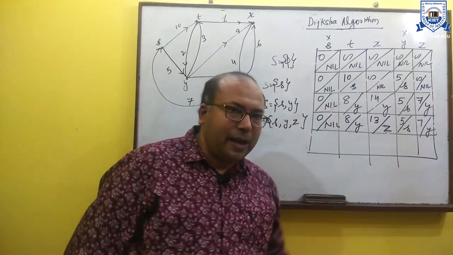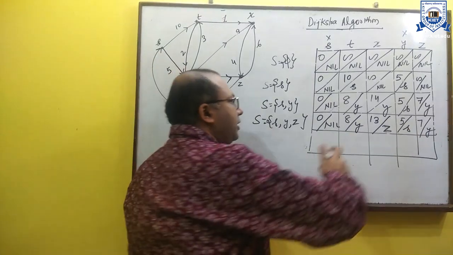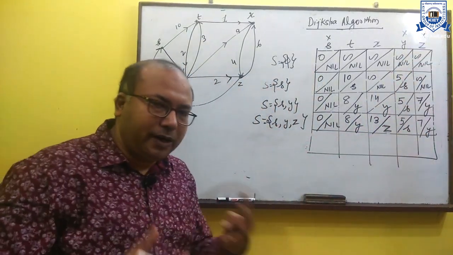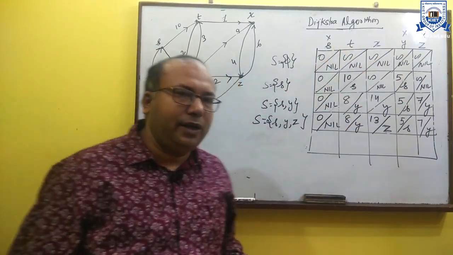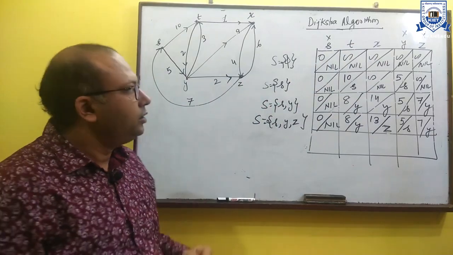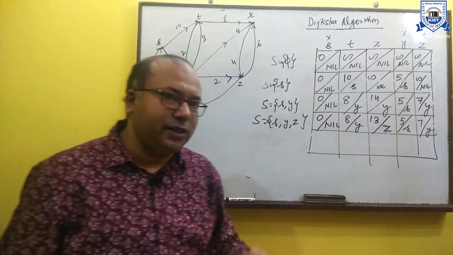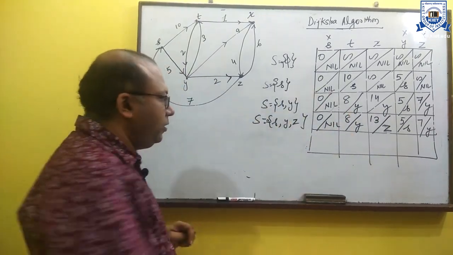As this step is completed and Z has come out in this particular step, it cannot be considered further. So now only two vertices are remaining in the queue, T and X. What are the values of T and X? The value of T is 8 and the value of X is 13. So which can come out? T can come out right now.